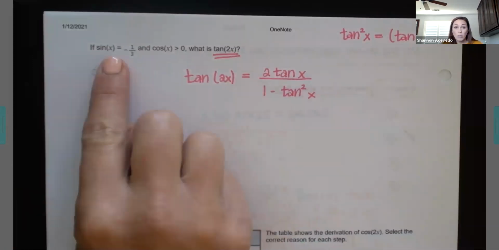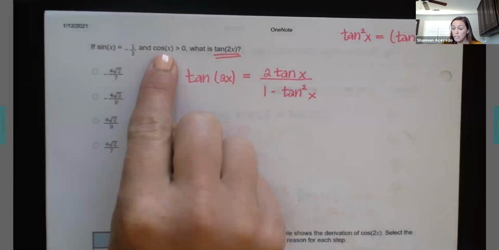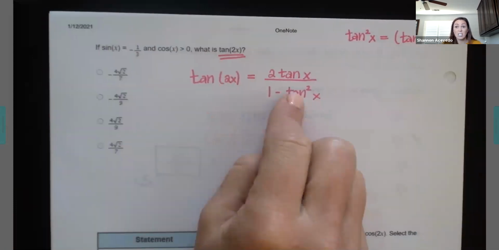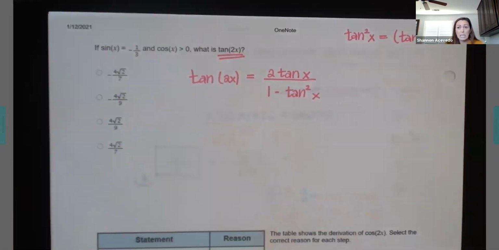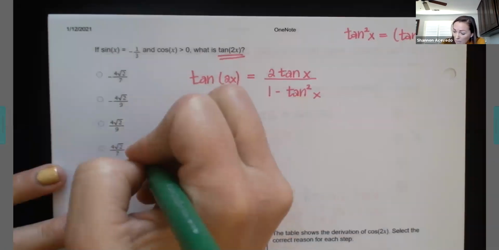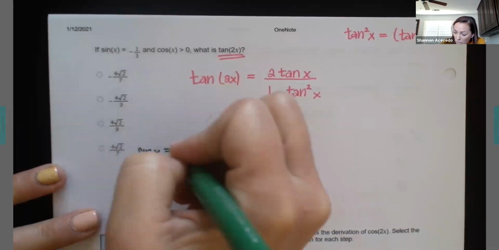I know what quadrant cosine is positive. I know cosine has to be positive. I need tangent. They didn't tell me what tangent is, and that's the one I need. That's okay, because we can solve for it. We've got this. So we know sine of x is equal to negative 1/3.